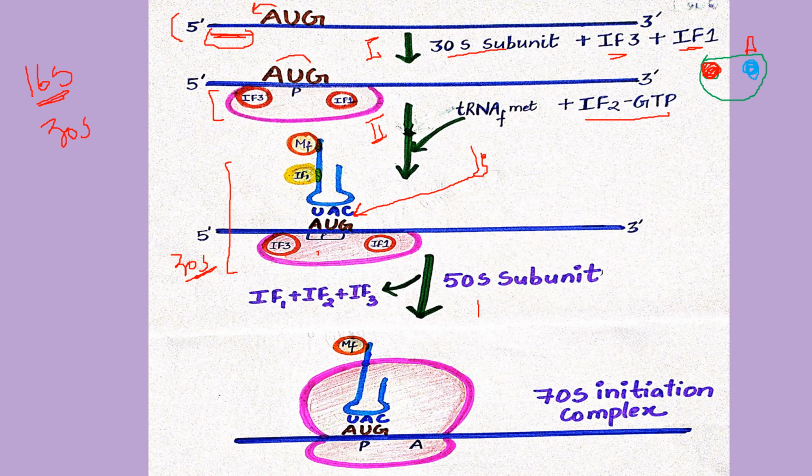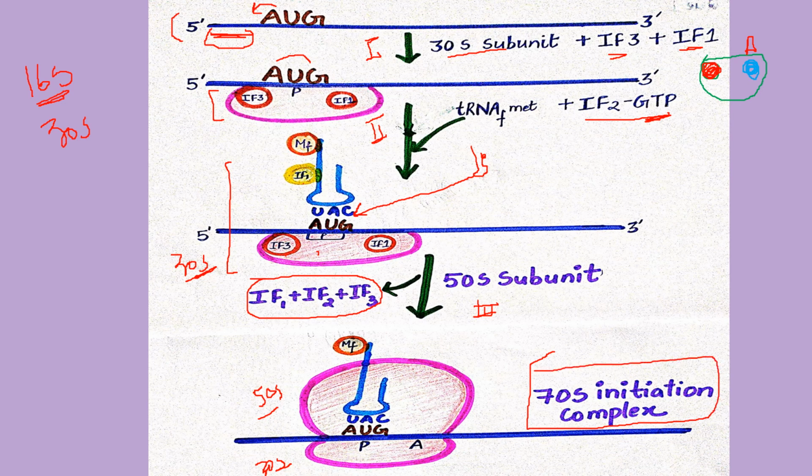In the third step, the 50S subunit joins the 30S initiation complex. The joining of the 50S and 30S subunits requires energy, which is provided by the hydrolysis of GTP attached to IF2. When the 50S subunit binds to the 30S subunit of the ribosome, initiation factors IF1, IF2 and IF3 leave the complex, and the final complex formed by the process of initiation is the 70S initiation complex. This complex includes the two subunits of the ribosome, 50S and 30S, mRNA and initiator tRNA.